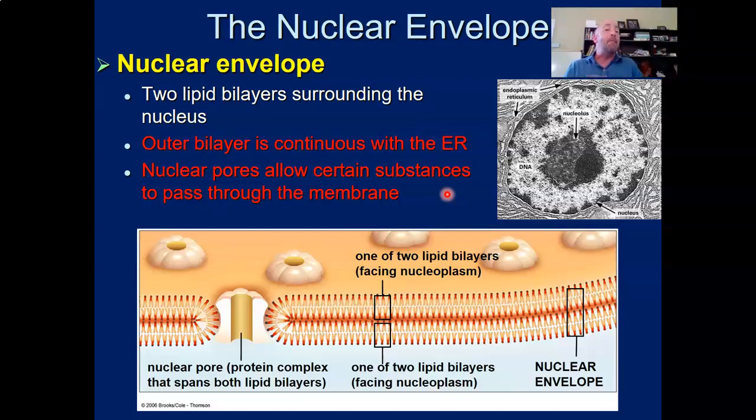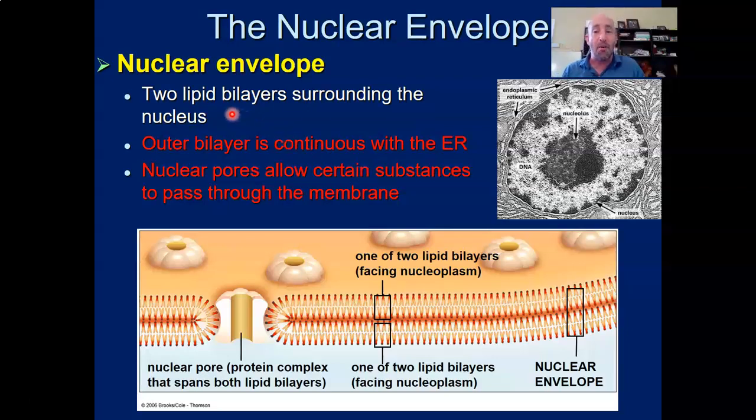Remember, it's a lipid bilayer around the cell. Around the nucleus, two lipid bilayers, 4 molecules thick, 4 phospholipids thick. So you got 1, 2, 3, 4 phospholipids, 2 lipid bilayers surround the nucleus. That is what composes the nuclear envelope. So again, just to remind you, if it's in red, it's not in your study guide. You're not responsible for it. It's just, ooh, ah, information.